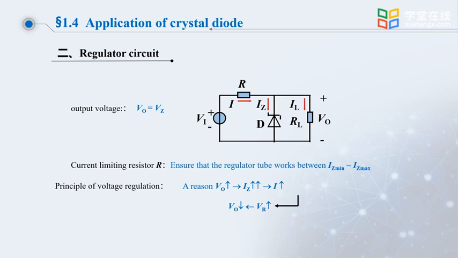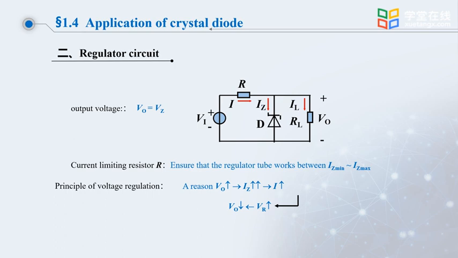If for some reason the output voltage Vo increases, then according to the volt-ampere characteristics of the voltage regulator, its current Iz will also increase. If Iz increases, the total current I in the loop will also increase. If I increases, the voltage drop on the current limiting resistor R will also increase. This increase counteracts the increasing trend of Vo and makes it tend to stabilize, so it can maintain a stable voltage. This is a voltage regulator circuit composed of a voltage regulator.